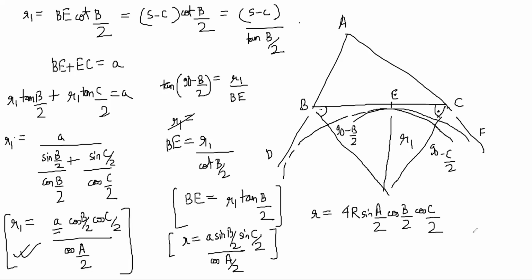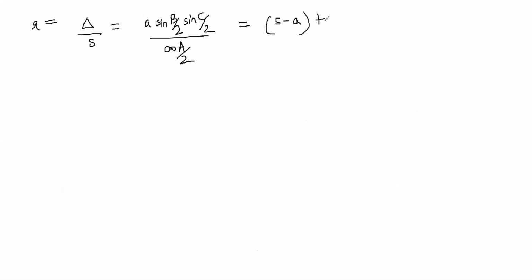So we will get actually 4 formulas. For small r, we had these 4 formulas, no? Del by S, then we had a sin(B/2) sin(C/2) by cos(A/2), then we had (S minus a) tan(A/2). We also had 4R sin(A/2) sin(B/2) sin(C/2). Okay, these relations we had, correct?